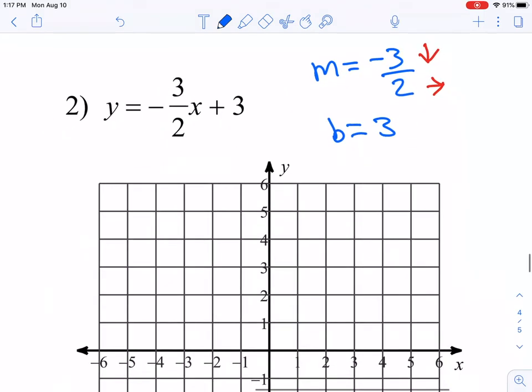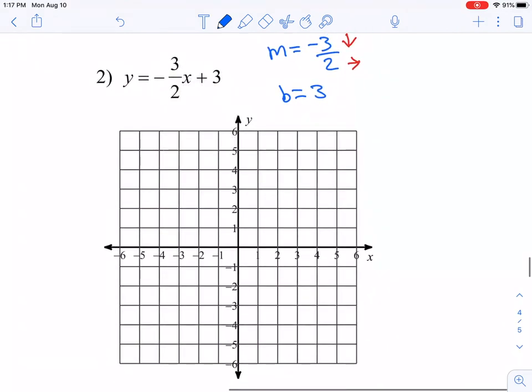b equals 3. So check it out. B tells us where to begin, at 3. So I'm going to go on my y-axis. I'm going to begin at 3 here. I do not begin on this 3, ever. So we're going to begin at 3. And now my m is telling me to move down 3. So I'm going to count down 1, 2, 3, and then right 2, 1, 2, and I can put another point.